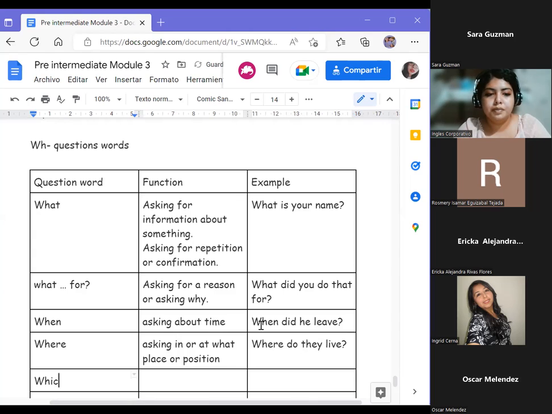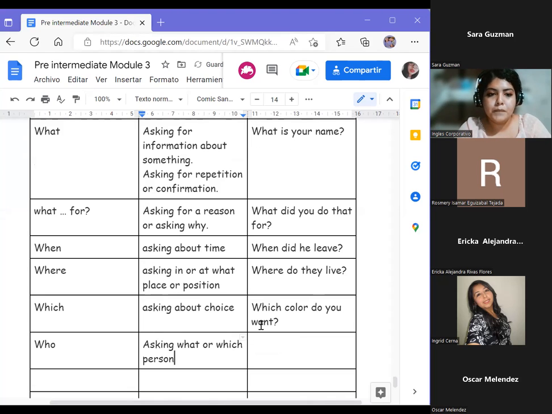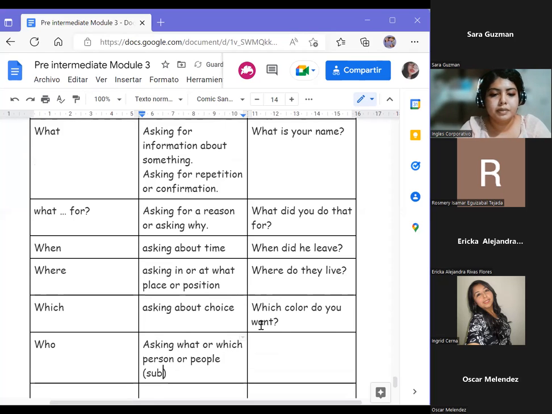Then we have which. But this one is asking about choice. And we have the example, which color do you want? Then we have who. And the function is asking what or which person or people. And we have here that it is the subject. Who opened the door?